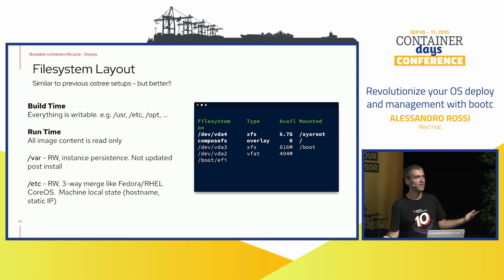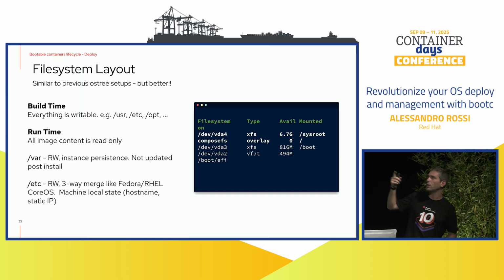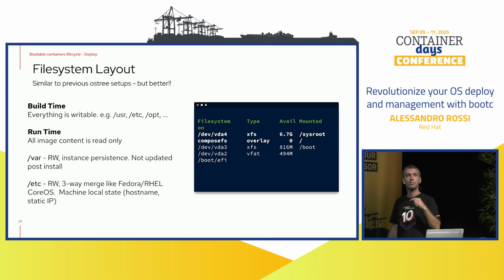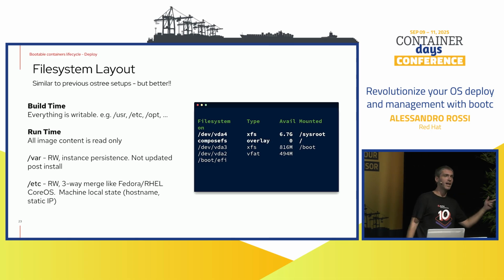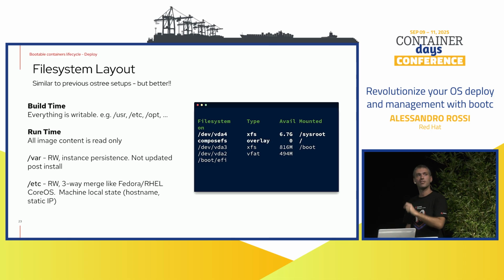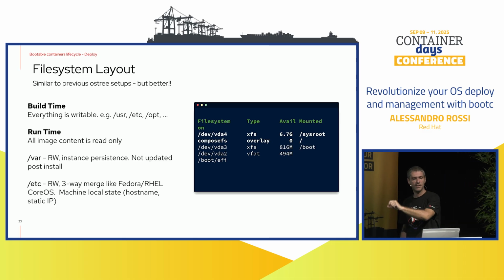/var is the persistent layer. So if you need to add database data, application configuration, all needs to go there. /var is ignored during updates. So if you do something at build time in /var, this will not be propagated to the final system, because we have /var that is our persistent layer.